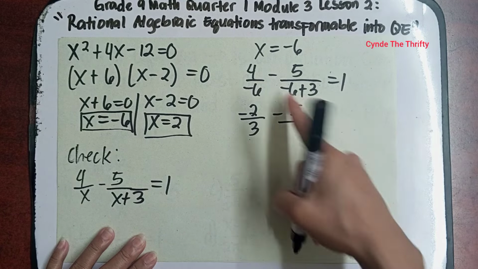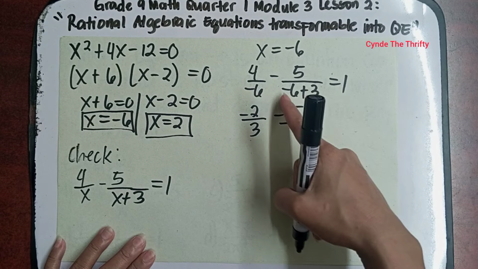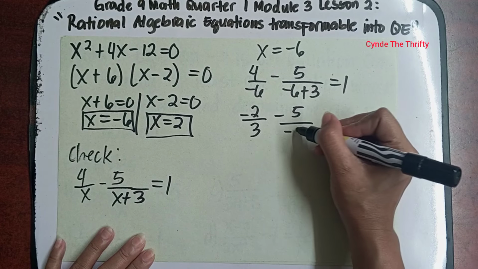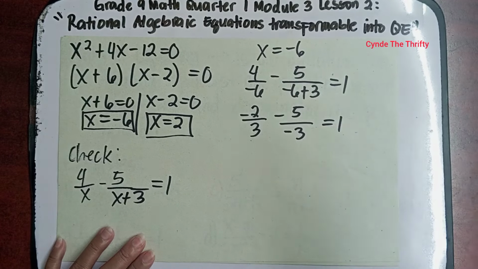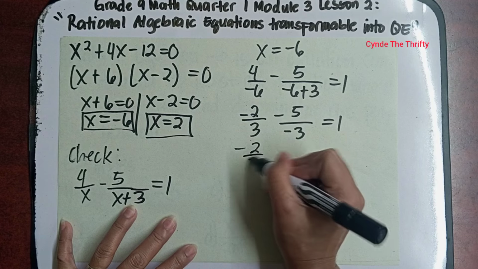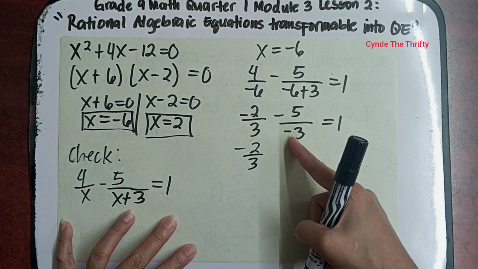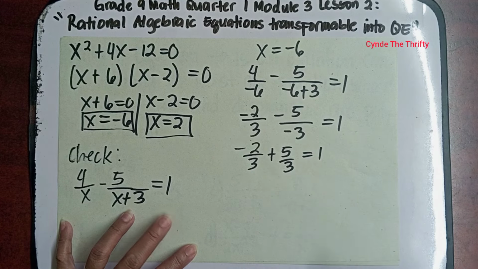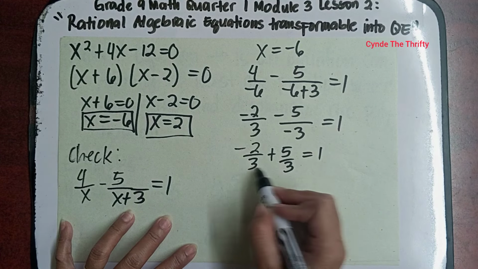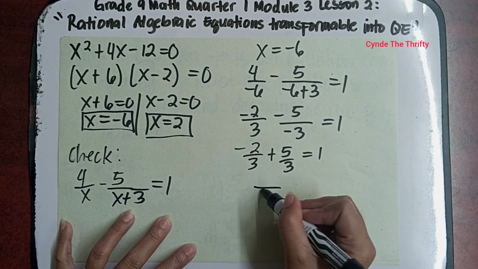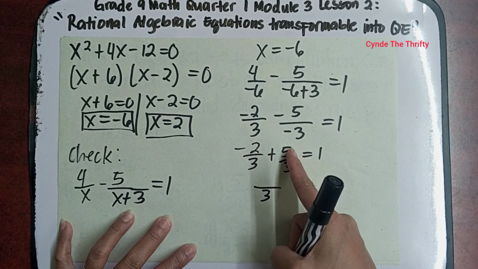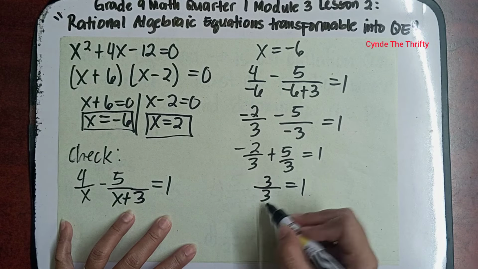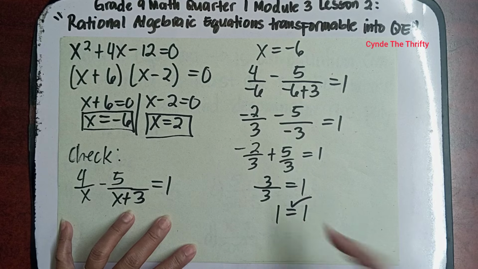Minus 5 over negative and positive, subtract. So, si negative ang malaki. So, negative ang ating sign dito. 6 minus 3 is 3. That's equal to 1. Kopyahin natin si negative 2/3. And then negative divided by negative is equal to positive. Positive 5 over 3 is equal to 1. Okay? So, pwede natin silang i-add kasi magkapareho ang denominator. So, that is 3. And then negative 2 plus 5 is equal to positive 3 is equal to 1. So, 3 divided by 3 is 1. And 1. Okay, so tama.